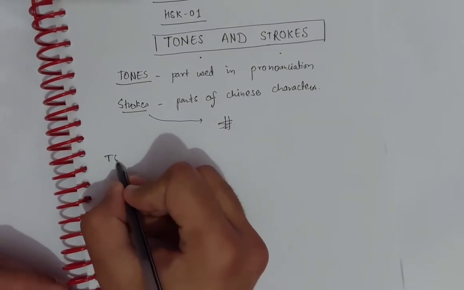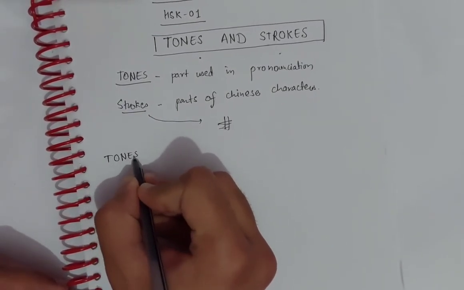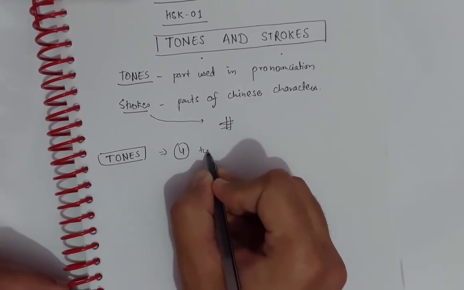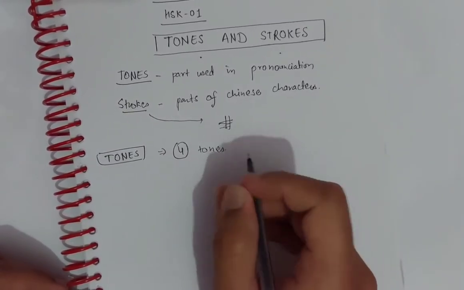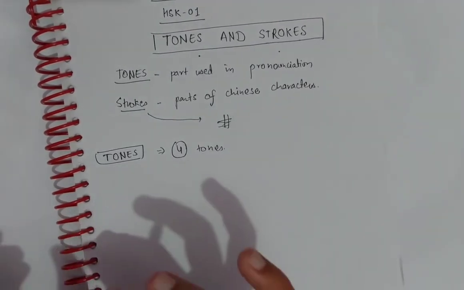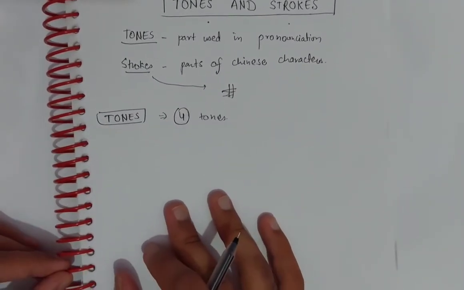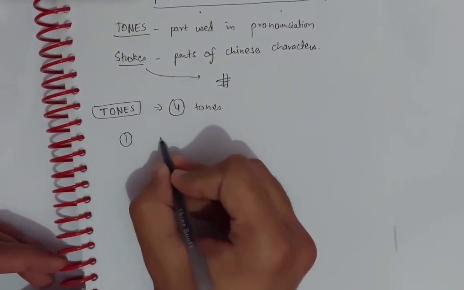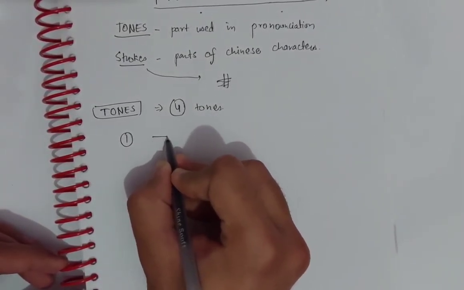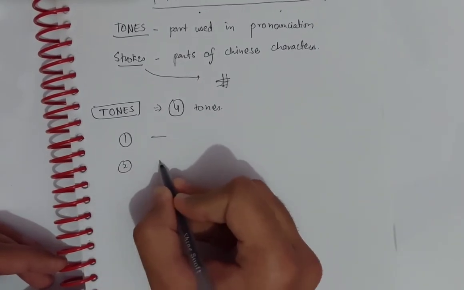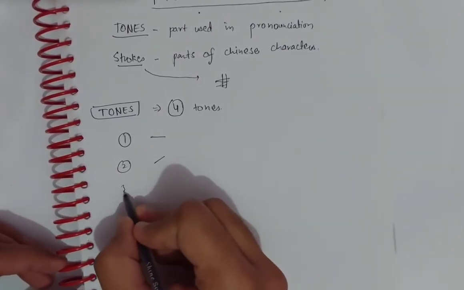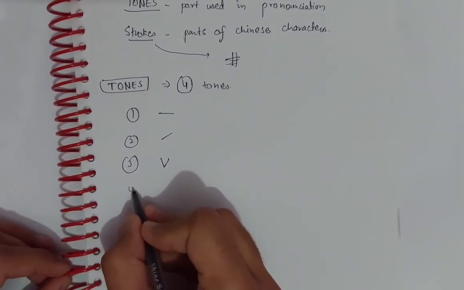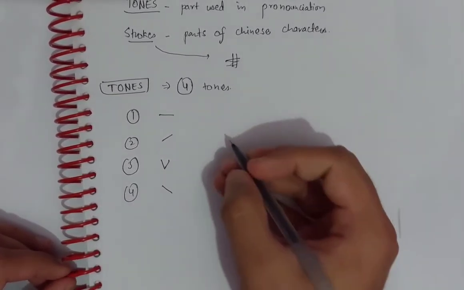So guys, there are 4 tones in Chinese. Let's just focus on the 4 tones. The first tone is this, the second tone is this, the third tone is this, and the fourth tone is this.